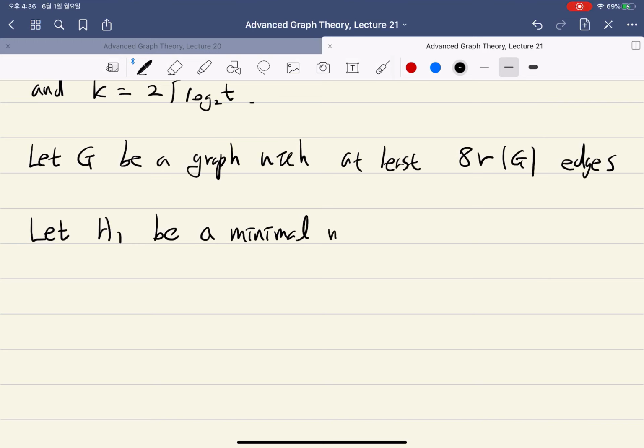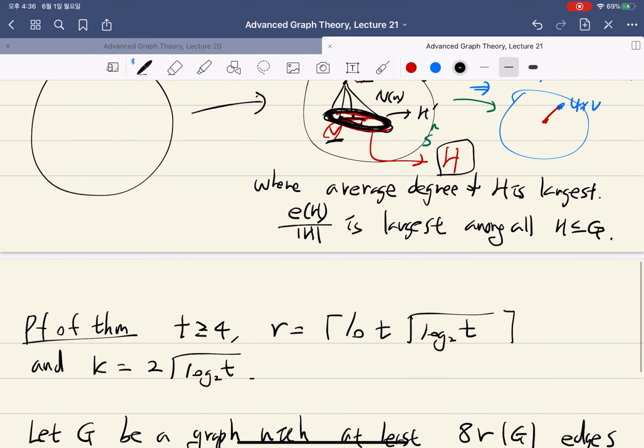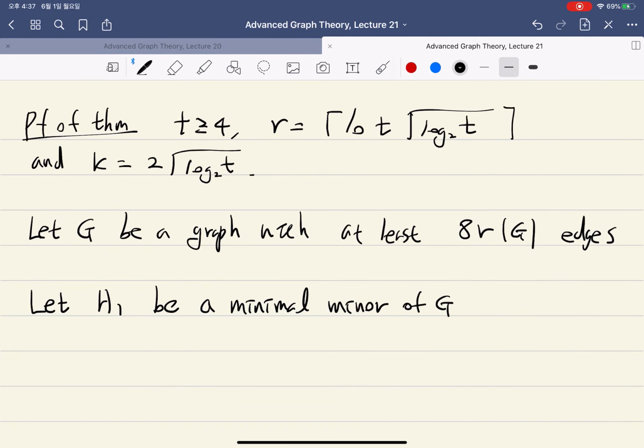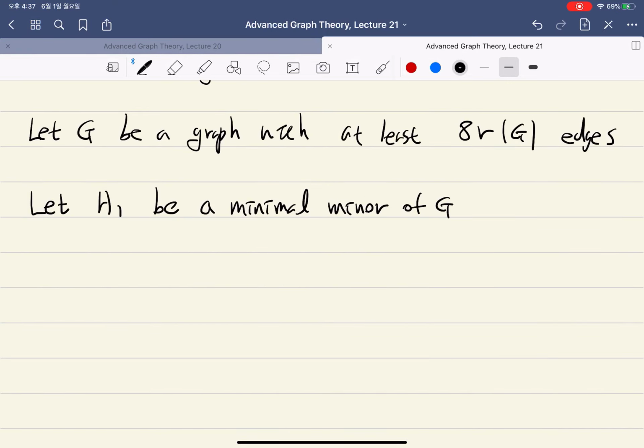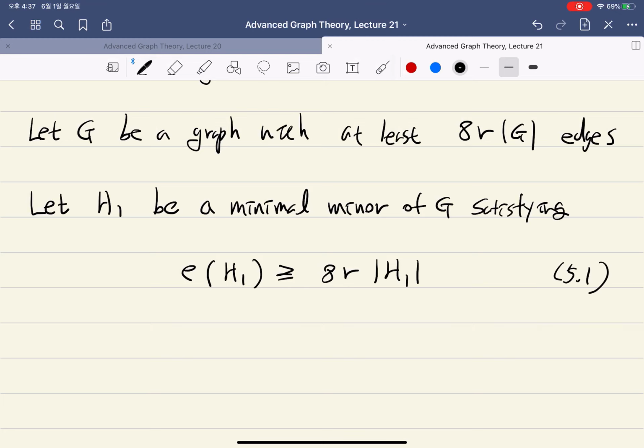minimal minor. Among all the minors of G, we take the one with, so here I said it wrong, it's not the subgraph, minor H of G. So among all minors of G, we choose the minimal one satisfying the number of edges in H is at least 8R times |H|. So average degree is at least 16R.